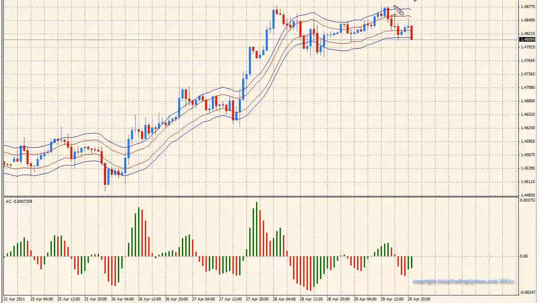Alright, we've got a red candle right here. That does not qualify because the close actually comes below that lower band. Okay, here is another red candle. Now, I personally don't like to look for really low, small candles. I dismiss those. I like to see ones with at least a little bit of a body in them.